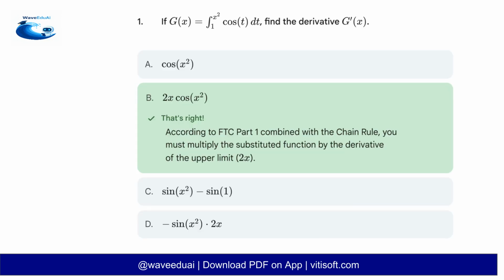One of the most common traps examiners use for the fundamental theorem of calculus, FTC, involves the chain rule, specifically when the upper limit of the integral is not just x, but a function like x squared or sine x. Students often forget to multiply by the derivative of that upper limit. Here is a quiz to help you master this specific trick.